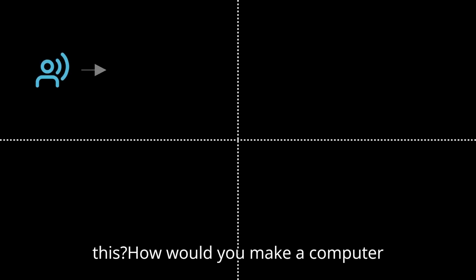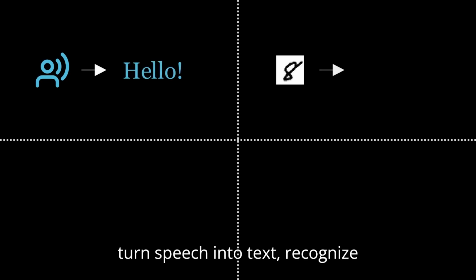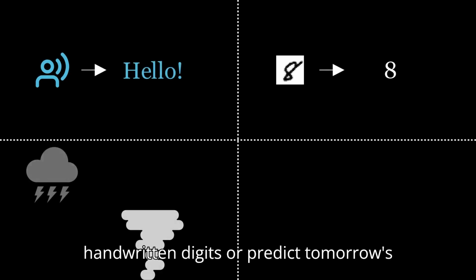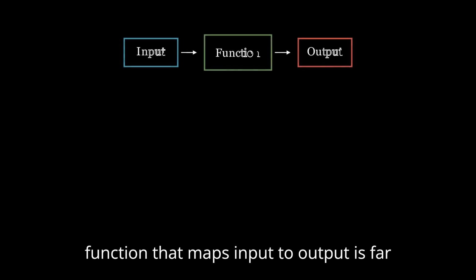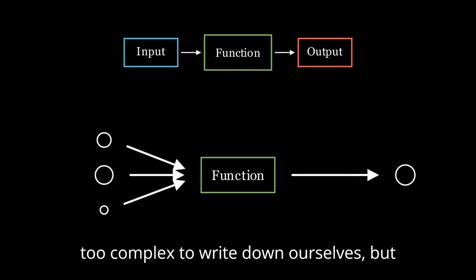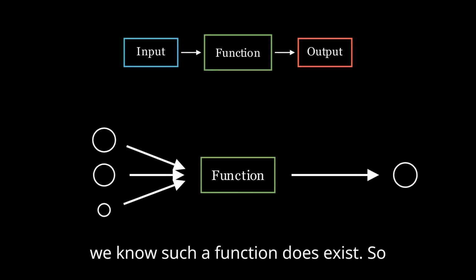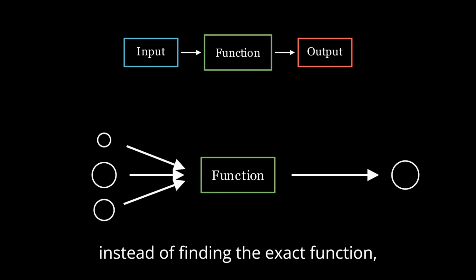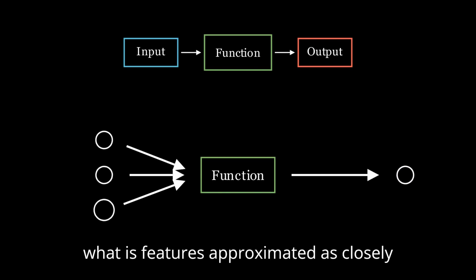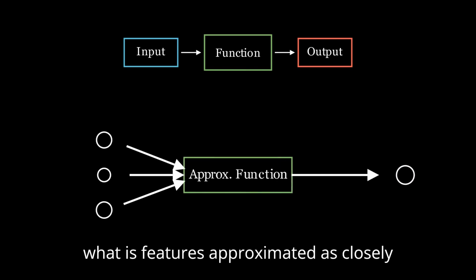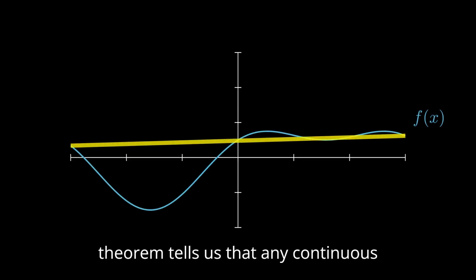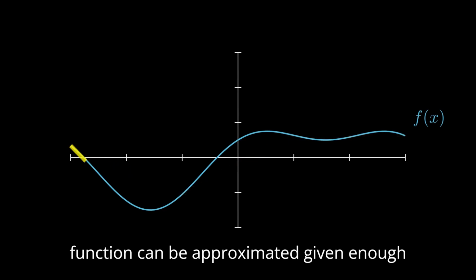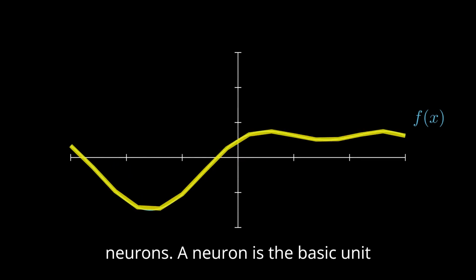How would you make a computer turn speech into text, recognize handwritten digits, or predict tomorrow's weather or stock prices? The underlying function that maps input to output is far too complex to write down ourselves, but we know such a function does exist. So instead of finding the exact function, what if we just approximate it as closely as possible? The universal approximation theorem tells us that any continuous function can be approximated, given enough neurons.